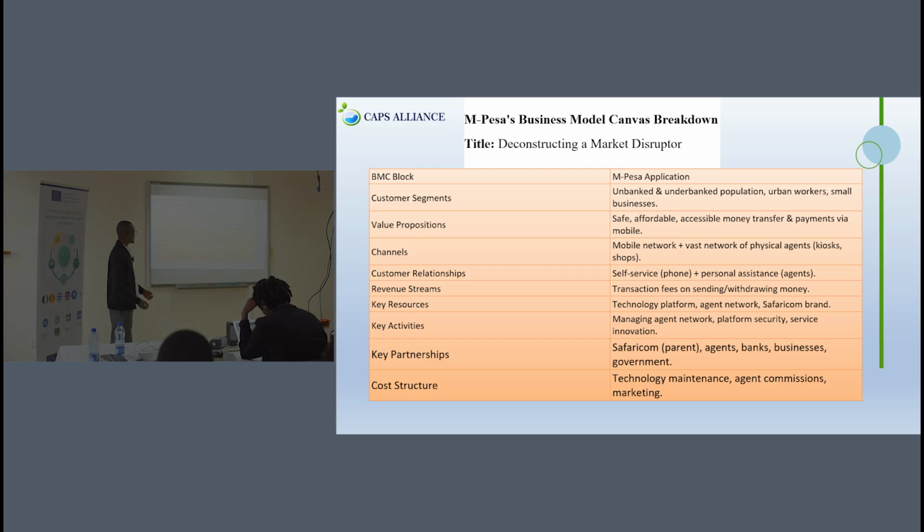So some of the things that we are looking at. The channel was mobile. They were targeting mobile phones because they knew that by the time M-Pesa was starting, very few people owned mobile phones. But they had that thing in mind. They could foresee that in the nearby future, Safaricom phones will be an asset.